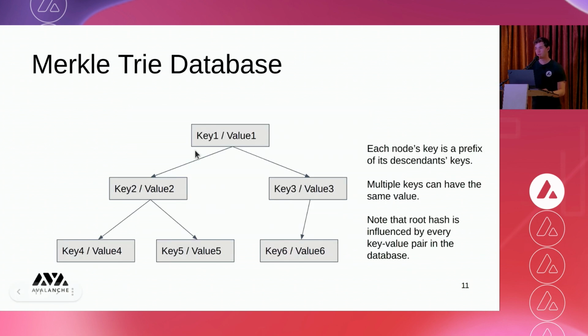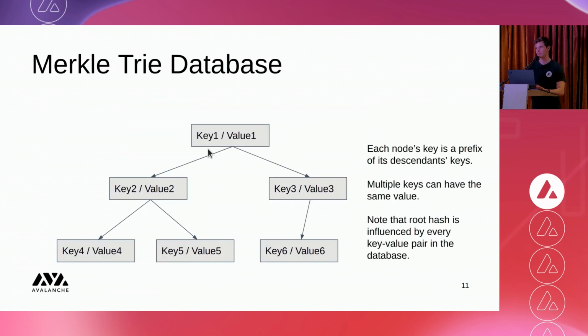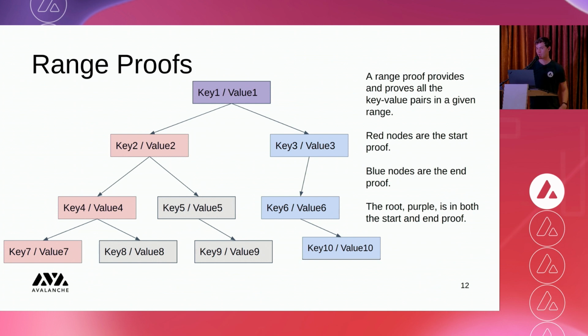Okay, so imagine that each of these things has the child fields, but I just omitted that for clarity because the arrows kind of express that. So this is a Merkle Trie database, and the other stuff in here is kind of just a repeat. So now let's get to the cool stuff.